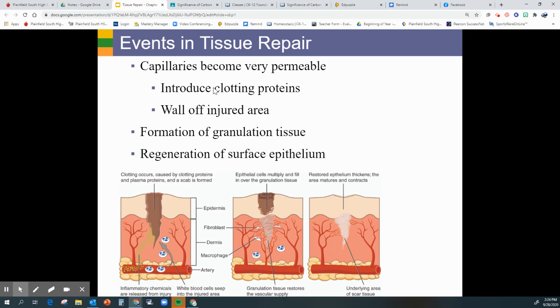Right. And then from there, after we get this granulation tissue, we start the regeneration of surface epithelial. All right. So surface epithelial will regenerate really easily. We can replace it, change it back over, as long as we don't have a huge damage. So if you have a scratch in your skin, that can repair and replace itself. But if you cut down into, like you can see in this diagram here, if you cut down into the dermis, which is the second layer of tissue, then we get kind of this scar tissue formation, and you'll probably have that scar for the rest of your life.